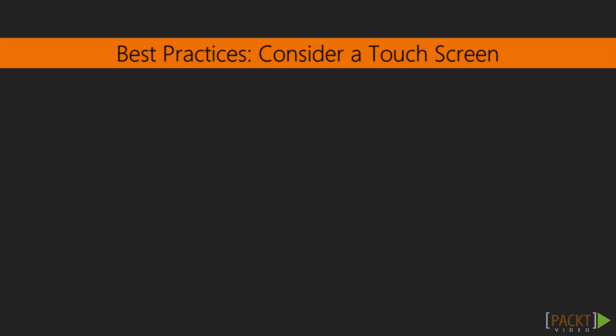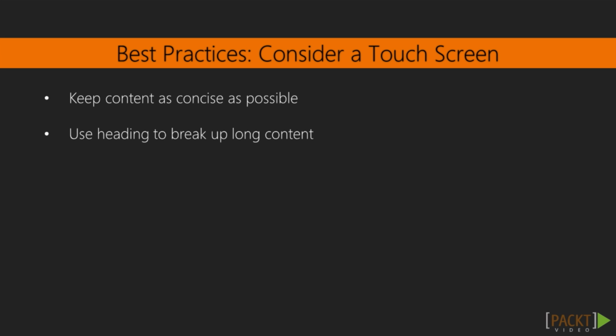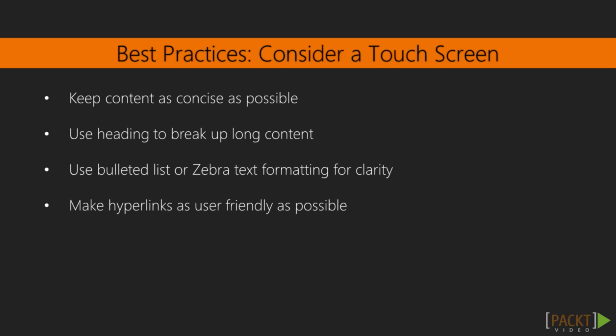If you remember, we discussed 1. Keeping content as concise as possible. 2. Using headings to break up long content. 3. Using bulleted lists or zebra text formatting for clarity. 4. Making hyperlinks as user-friendly as possible. 5. Using visuals strategically, which is trying to keep the K-weight and composition clear.